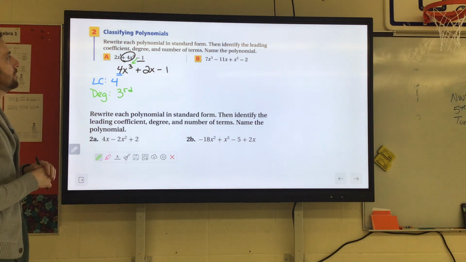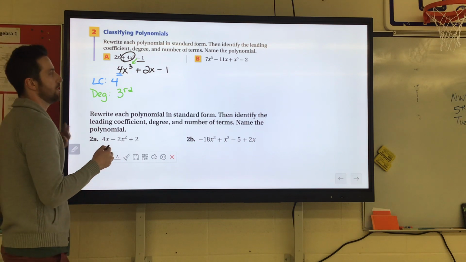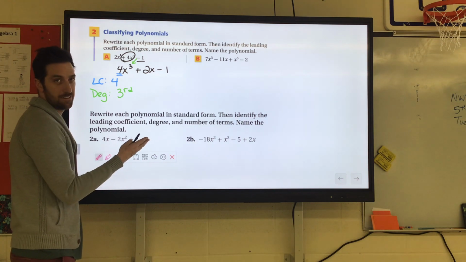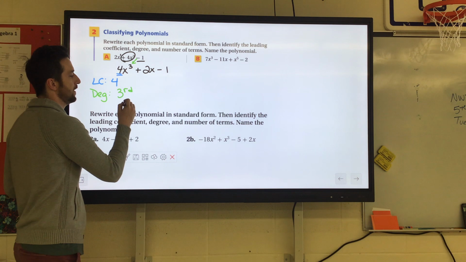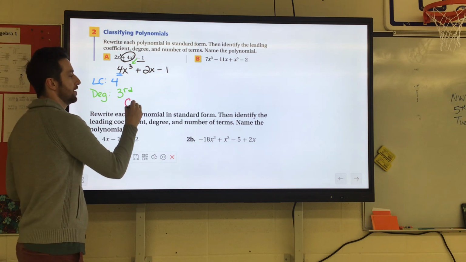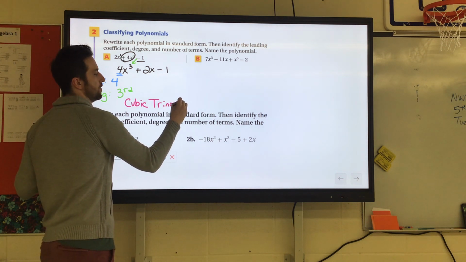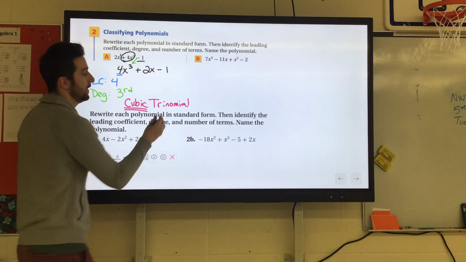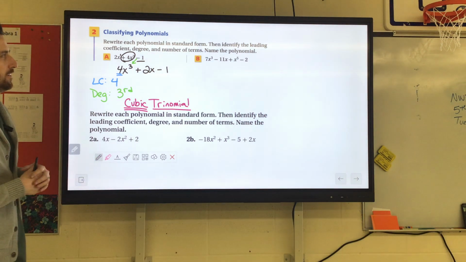And then it says, identify it based on the number of terms. There are 3 terms here, so that's called a trinomial. Now, if we're basing it off the degree and the number of terms, it's a 3rd degree, so we call that a cubic trinomial. So the cubic part is based on the degree, and then the trinomial is based on the number of terms. So let's try that again on this one.